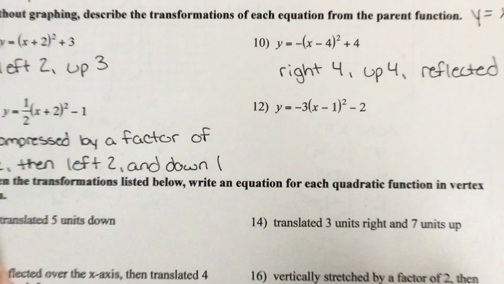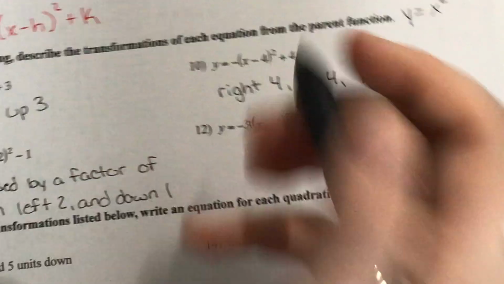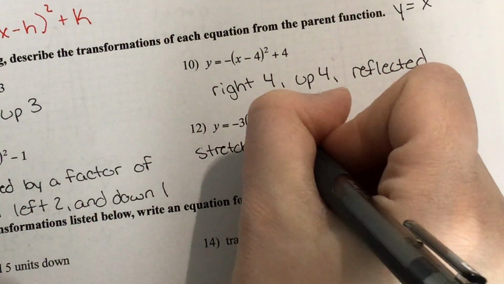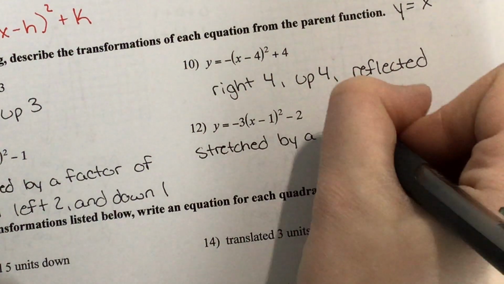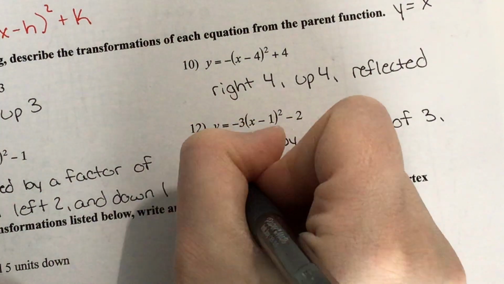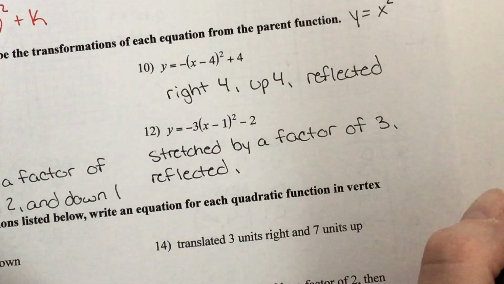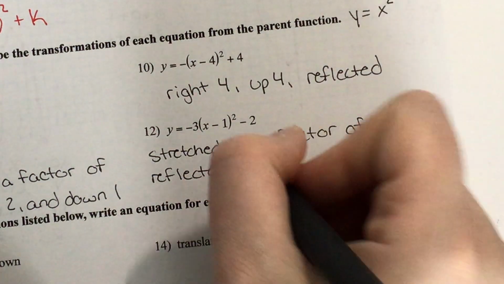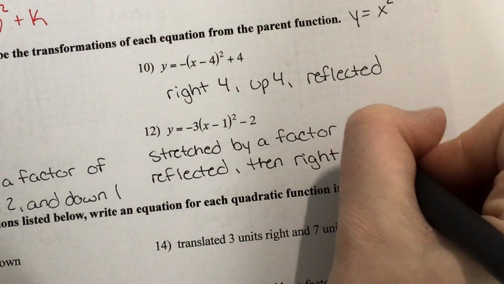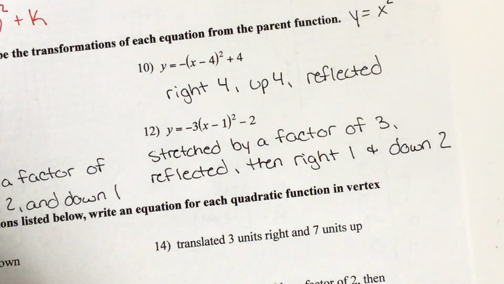All right, 12. The 3, it's bigger than 1, so that would be a stretch this time. So stretched by a factor of 3. Reflected. And then right 1 and down 2. All right, down 2.